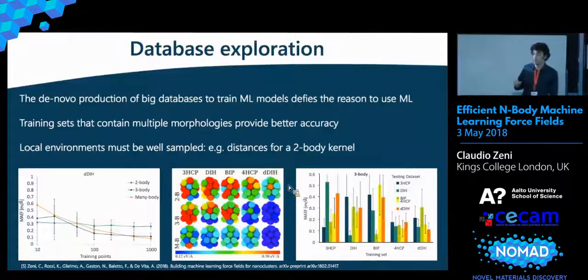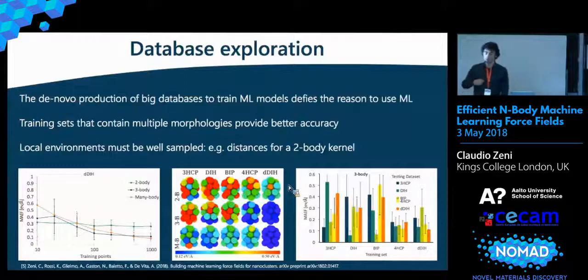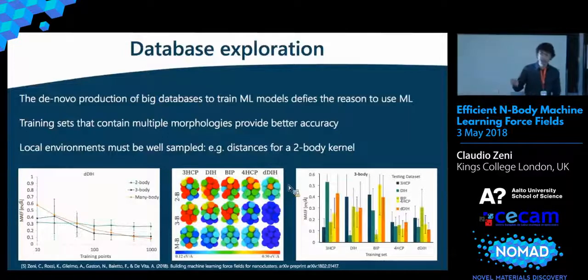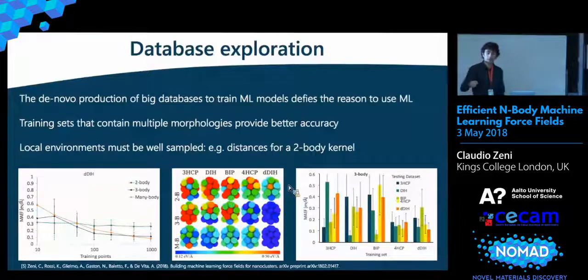So for a two-body kernel, you want to get all the values of distances, possibly. For a three-body kernel, you want to get all the values of triplet distances, or two distances and one angle. You want to span it as much as possible. Because at the end of the day, if you fill out your space, our cube in the case of a three-body kernel, you're not really extrapolating anymore. You're always interpolating, because you recast everything as a two-body or a three-body function.